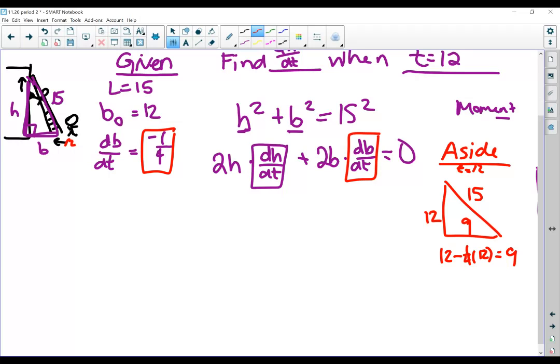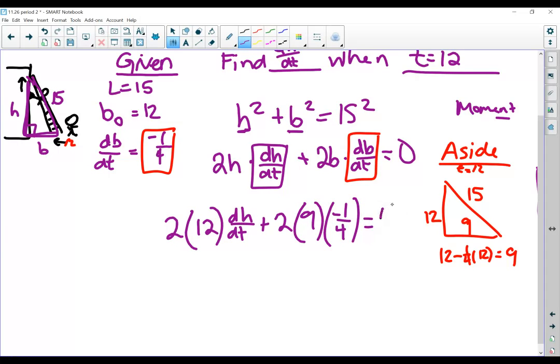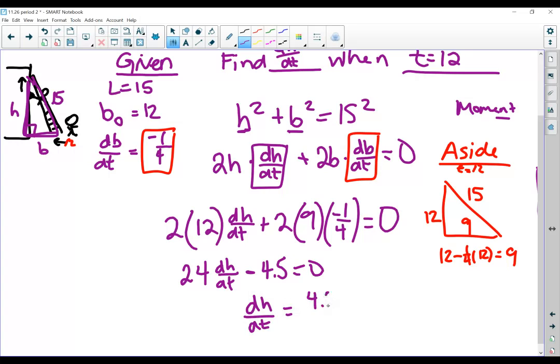And so I'm going to use the frozen triangle at time 12, and plug in that information here. So I get 2 times my height of 12 times dH/dt, which is what I want, plus 2 times my base of 9 times my rate, which is negative 1/4, and that's going to equal 0. That gives me 24 dH/dt minus, let's see, 18 divided by 4 is 4.5, equals 0. And so if I solve that equation, I get that dH/dt is 4.5 over 24.